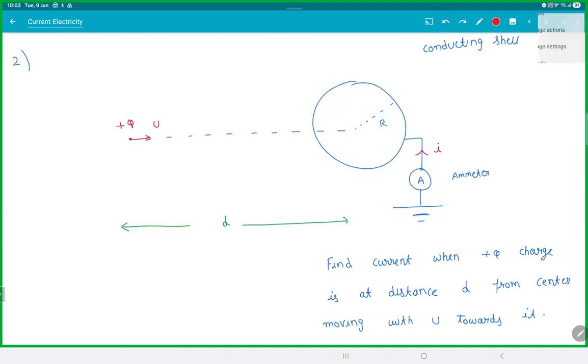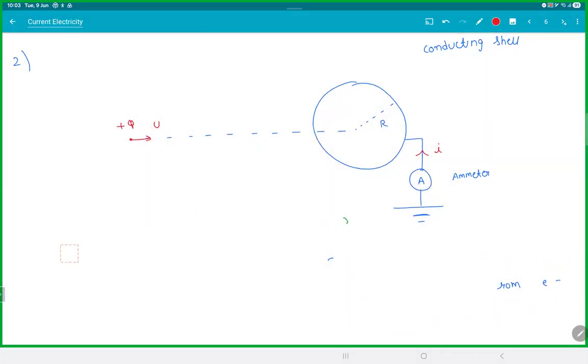So how do we start? Start like this. Since it is a variable, don't take distance d, take it as distance x. Let the charge be at a distance x. Let the conductor's charge be small q. This is the induced charge, or the charge from the earth. So find small q in terms of x and differentiate, you'll get the current. Let's see.